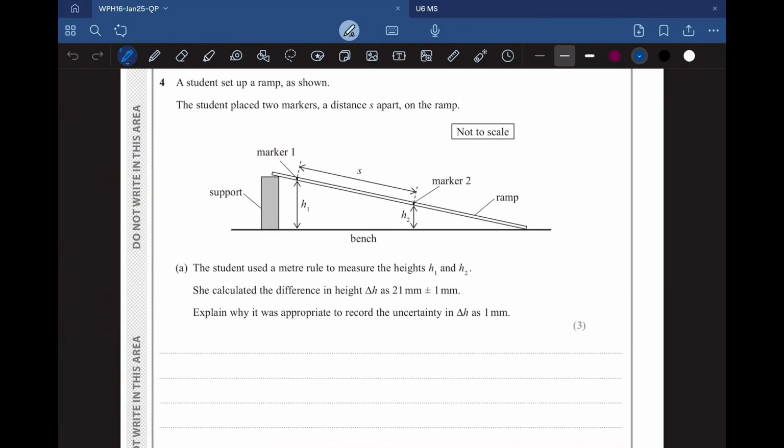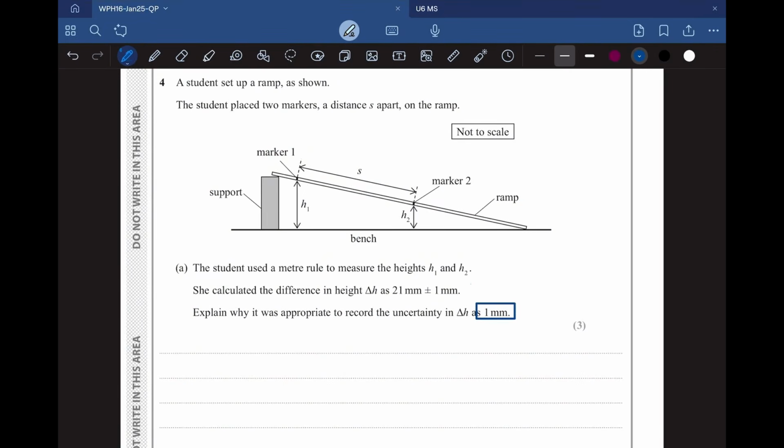Now, this question in the Jan 2025 paper was exactly the same as the Jan 2024. It says the student set up a ramp as shown. The student placed 2 markers at a distance apart on the ramp. The student used a meter rule to measure the heights h1 and h2. She calculated the difference in height as this much. Explain why it was appropriate to record the uncertainty in del h as 1 millimeter.